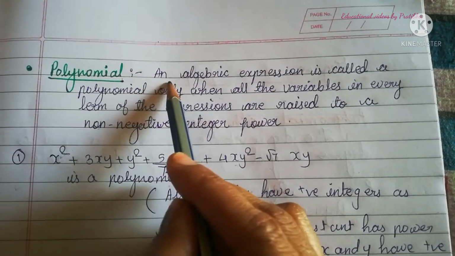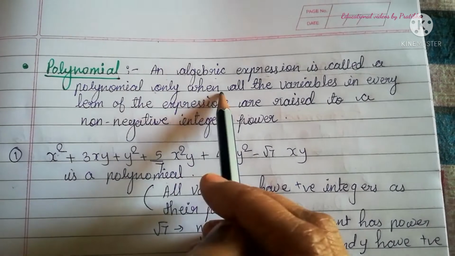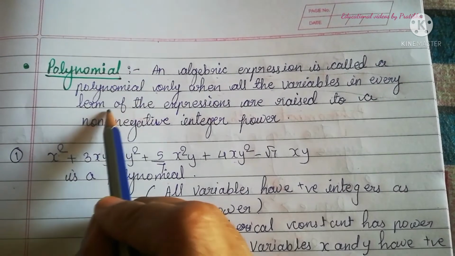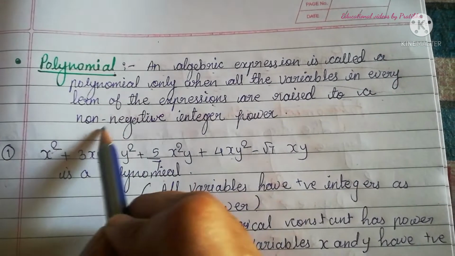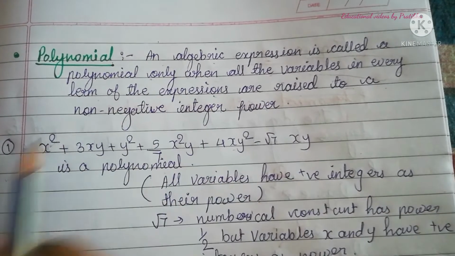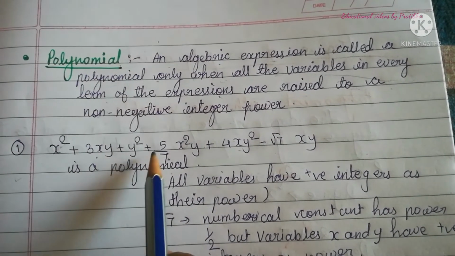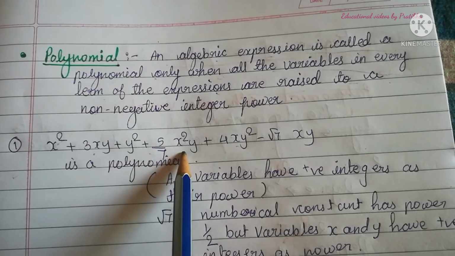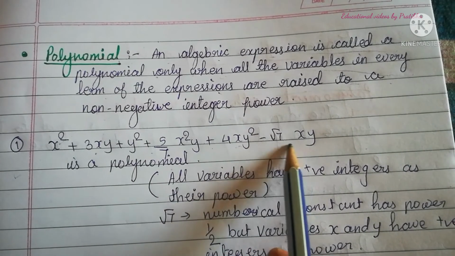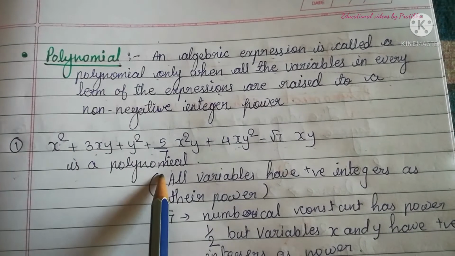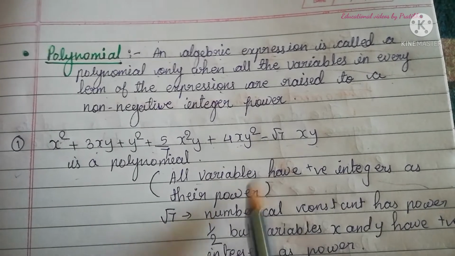Polynomial. An algebraic expression is called a polynomial only when all the variables in every term of the expression are raised to a non-negative integer power. This means every variable should have a positive integer power. x square plus 3xy plus y square plus 5 upon 7x square y plus 4xy square minus root 7xy is a polynomial. Why? Because all the variables have positive integers as their powers.